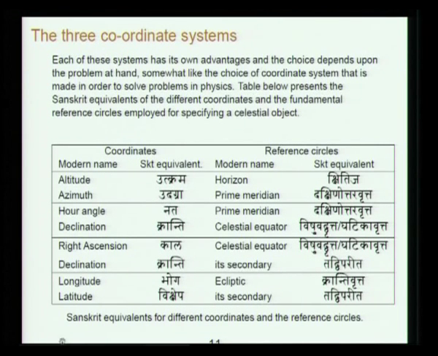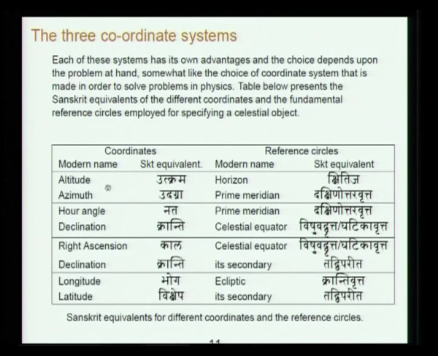And these are the Indian names for that. They also use these kinds of coordinate systems. Altitude is called utkrama, azimuth is called udagra, hour angle is called natha, declination is called kranti. Then there is right ascension, which I will soon show you, called kala. Declination again is kranti. For the ecliptic coordinates, longitude is called by various names, bhoga, dorjya and so on, and latitude is vikshepa.